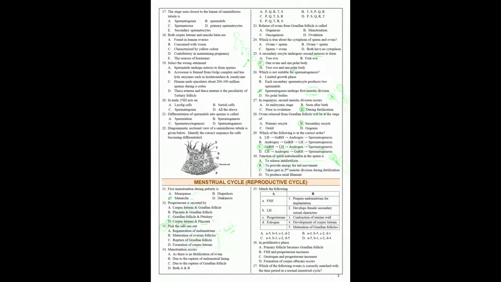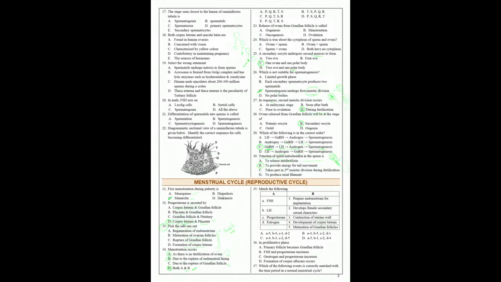Chalo. Next, menstruation occurs as there is no fertilization of ovum due to: rupture of endometrial lining, rupture of Graafian follicle, both A and B. What is the correct answer? Menstruation occurs when there is no fertilization of ovum. Due to the rupture of endometrial lining, this is also correct, because if there is no fertilization, then rupturing of the endometrial lining takes place, and that leads to menstruation. Due to the rupture of Graafian follicle, no. So both A and B is the correct answer.